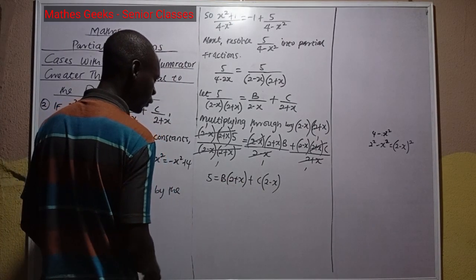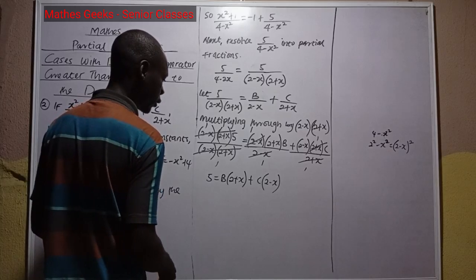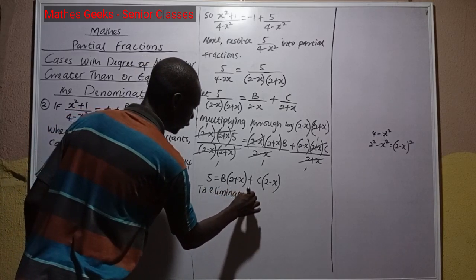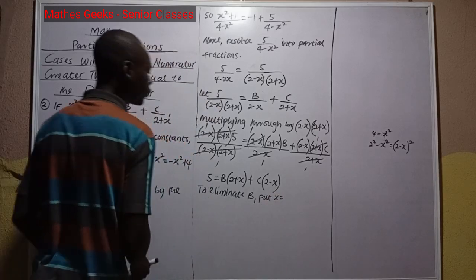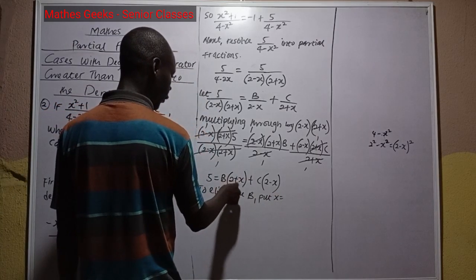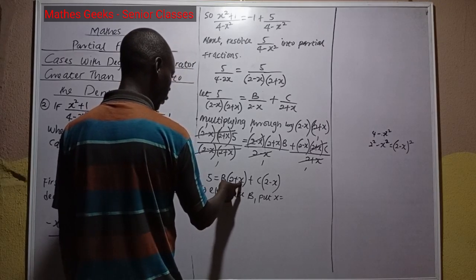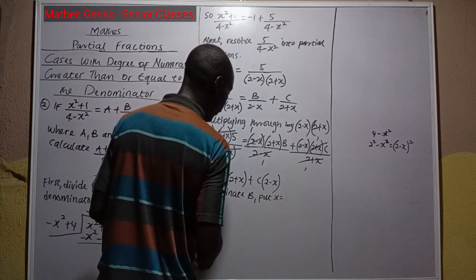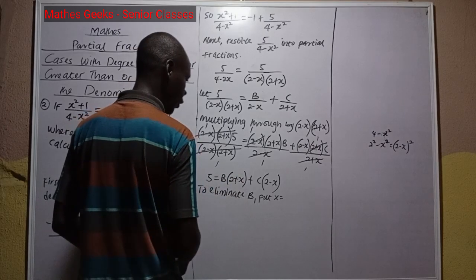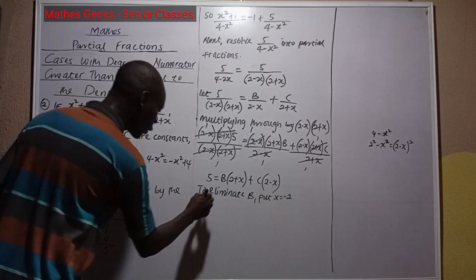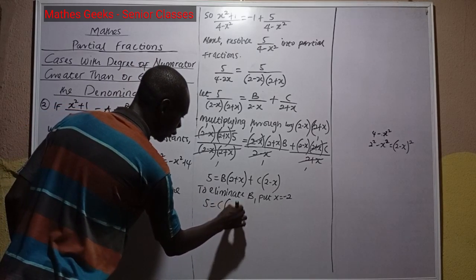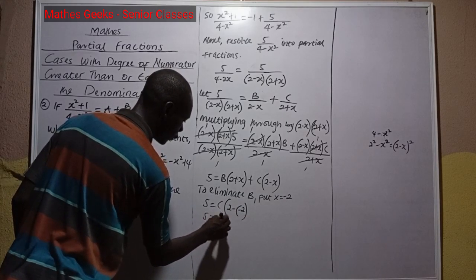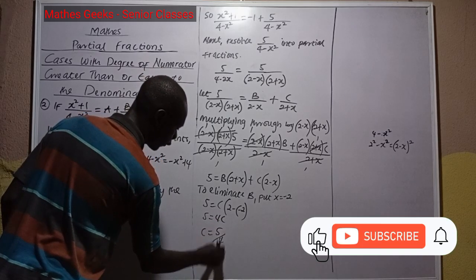We can expand and then equate coefficients in x squared, coefficients in x, and the constant. But let me just use the method of elimination. b can only be eliminated when x is minus 2, and then it automatically becomes 0, because 2 plus x with x equal to minus 2 gives us 0. 0 times b is 0. So 5 is equal to c times 2 minus minus 2, so 5 is equal to 4c, and c is equal to 5 over 4.